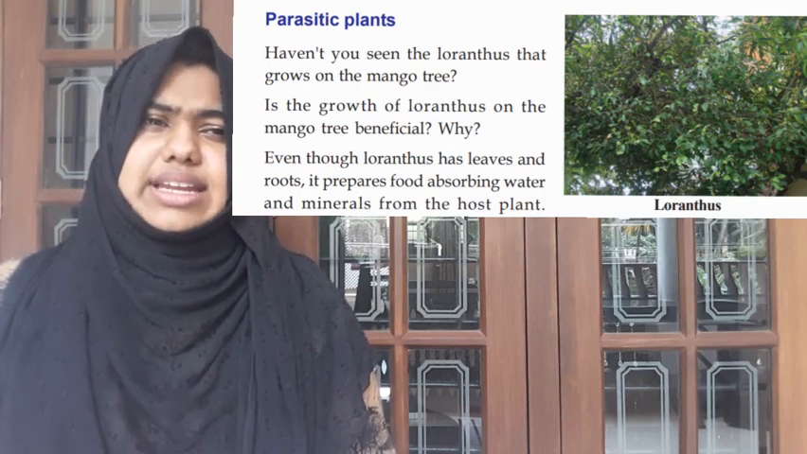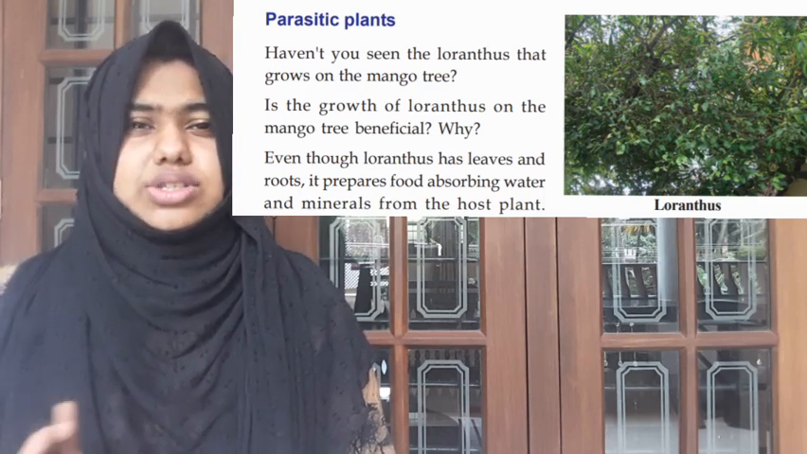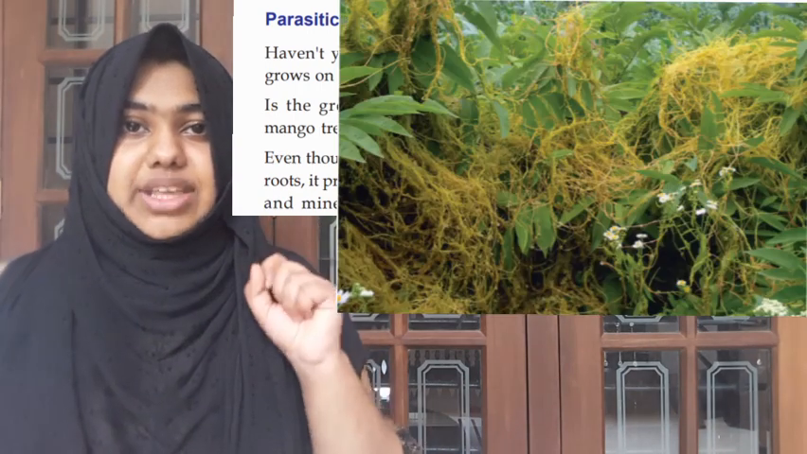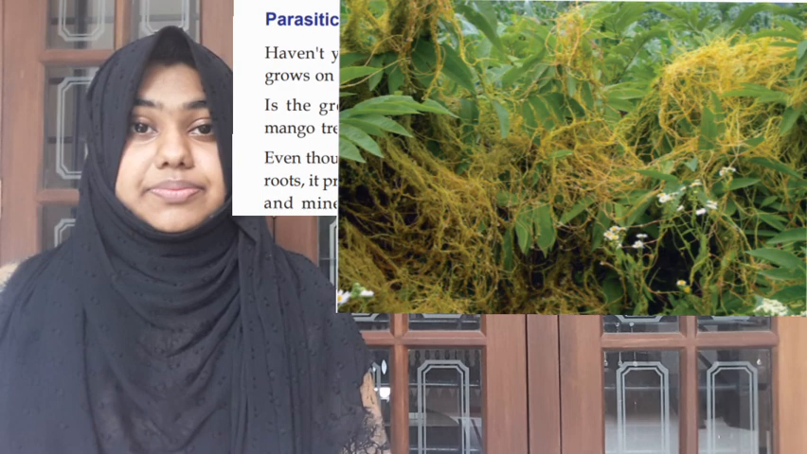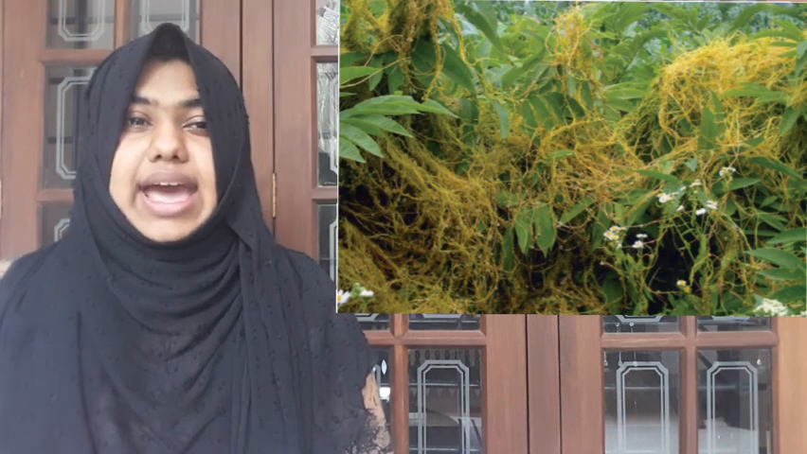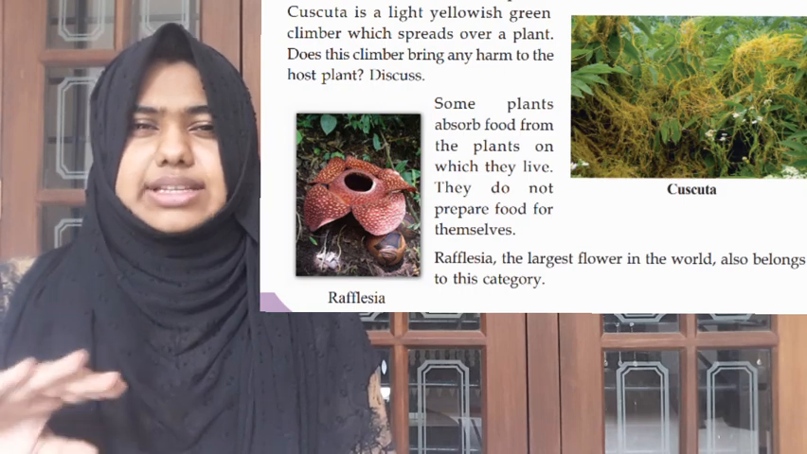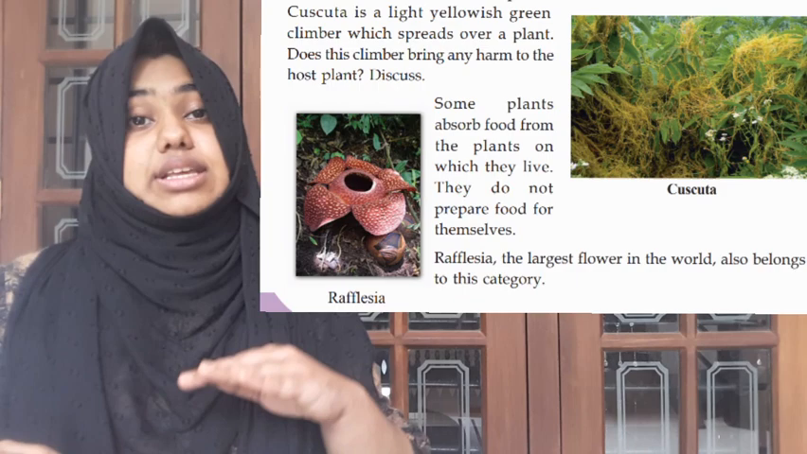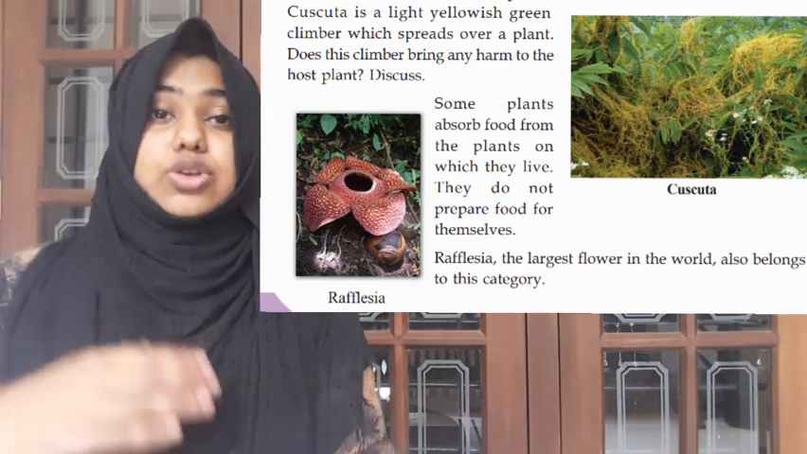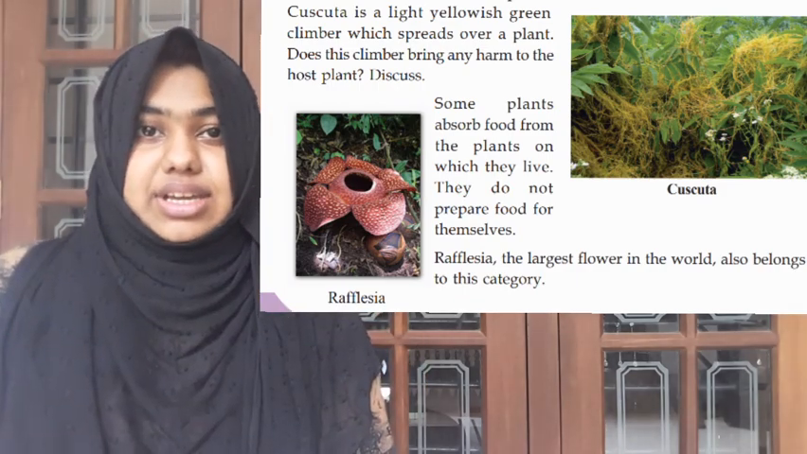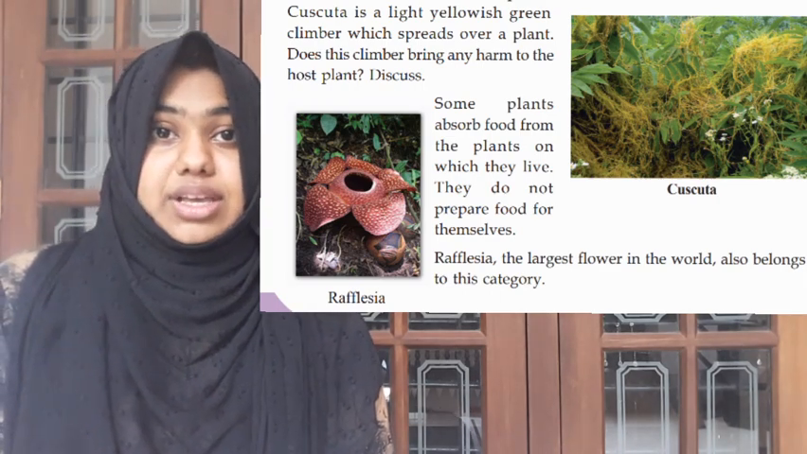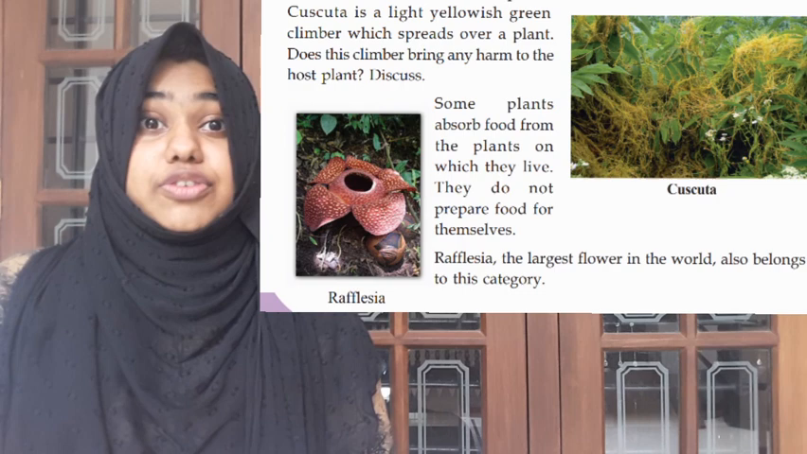Now there is another plant, a yellowish green color climber. I will show you the picture here. This is called the cuscuta. And what does this cuscuta do? It spreads over a plant. It's yellowish green in color. It grows on another plant. And this plant is also a parasite. But this one is more harmful for the plant.